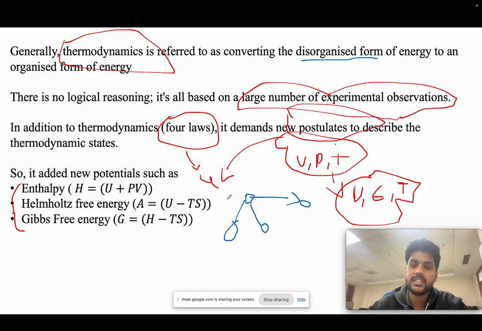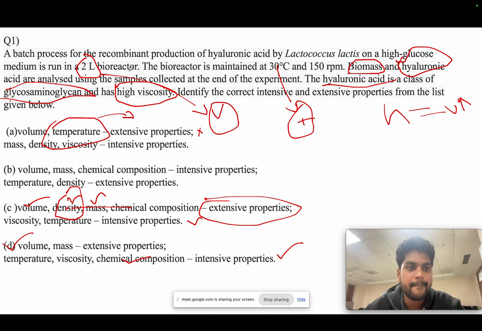How can we convert this disorganized form of energy, where each molecule consists of certain energy, to an organized form of energy? That's what basic thermodynamics does. In that, the first law says this, and we will go to the first law. I will explain this in further slides with the derivation and all.